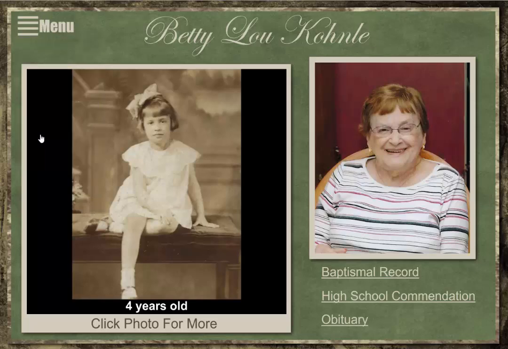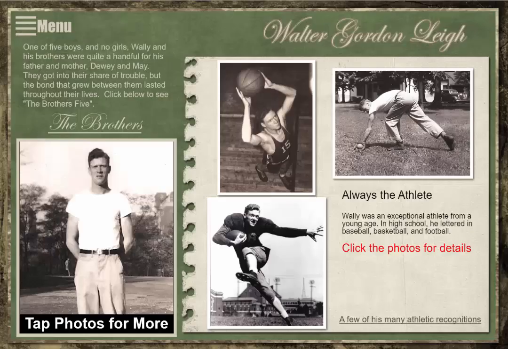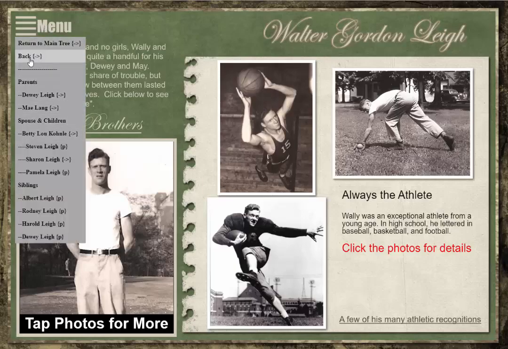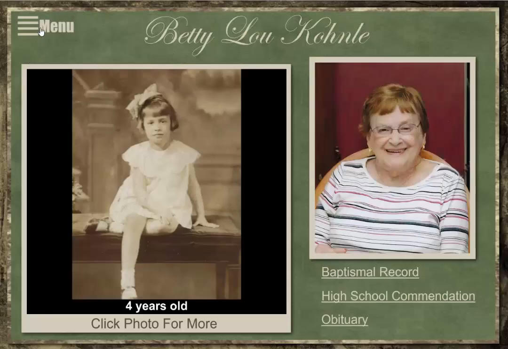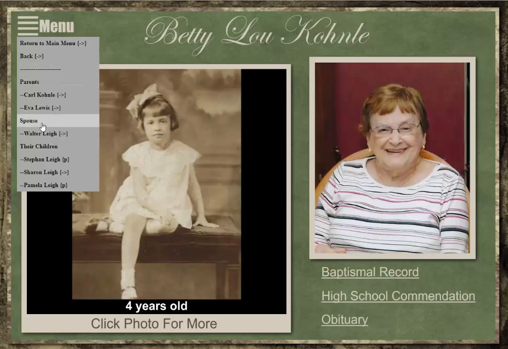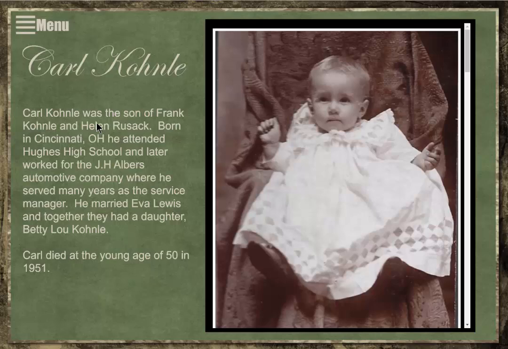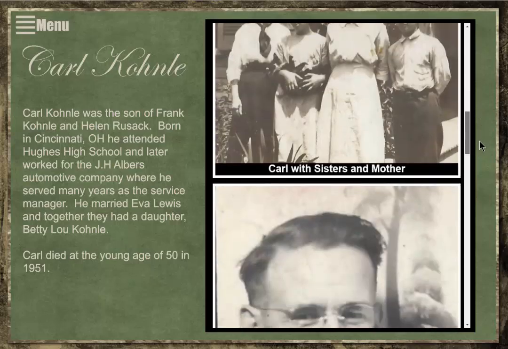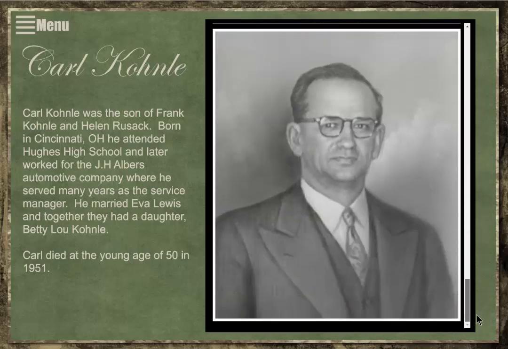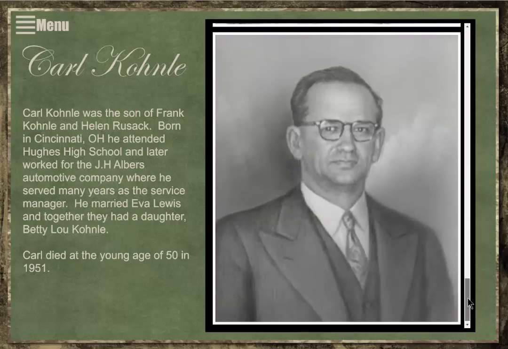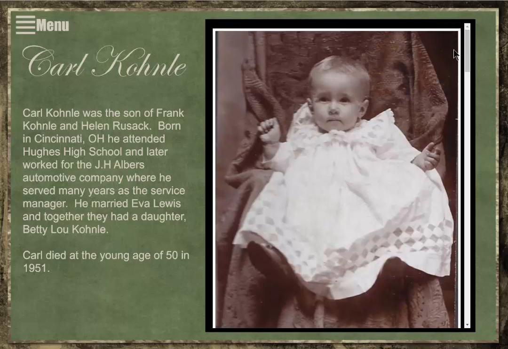For instance, we could jump back over to Wally if we wanted to. Or if you wanted to just go back to where we came from with Betty, you can do that. Or if I wanted to go see Betty's father, Carl, we can jump up here and we see that here's a film strip of Carl when he was growing up. He didn't live all that long. He died at a young age. He was only about 50 when he died.